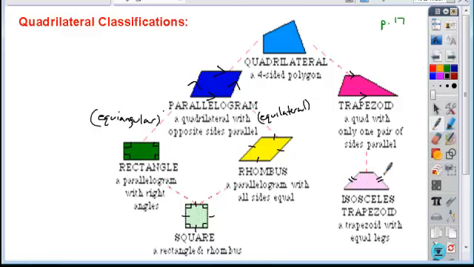Once again, this brings up the sometimes, always, never true type of questions that you might see. If I were to give you a statement, is this statement sometimes, always, or never true? A rhombus is a quadrilateral. Always true, right? It always has 4 sides. A parallelogram is a square.